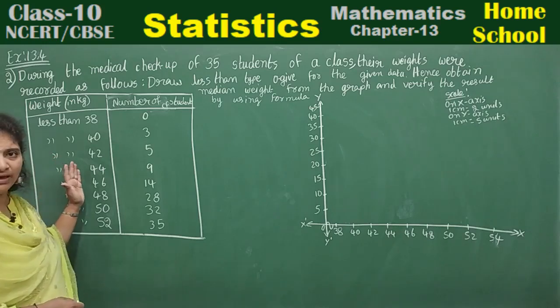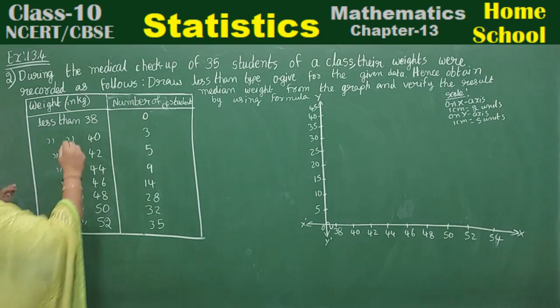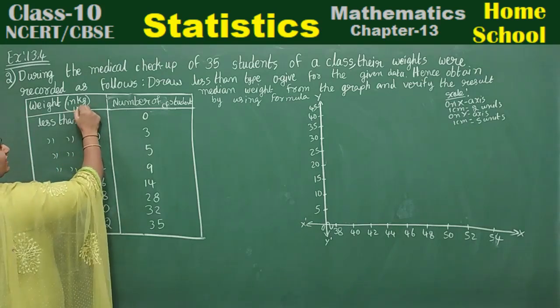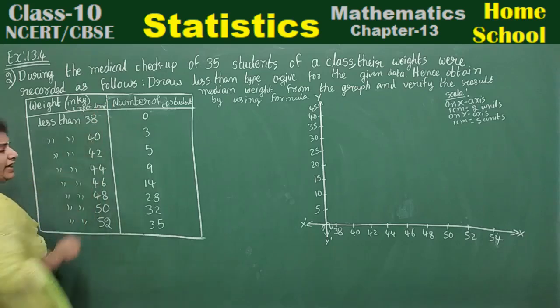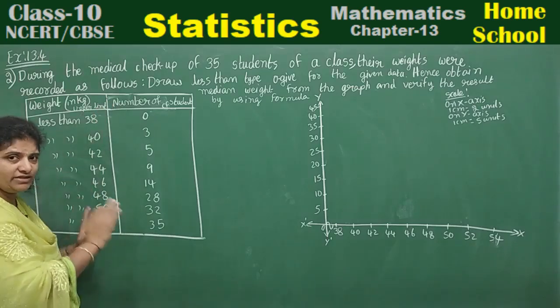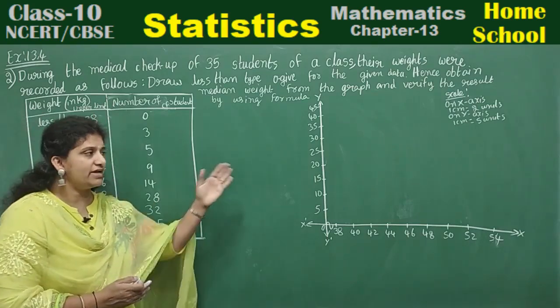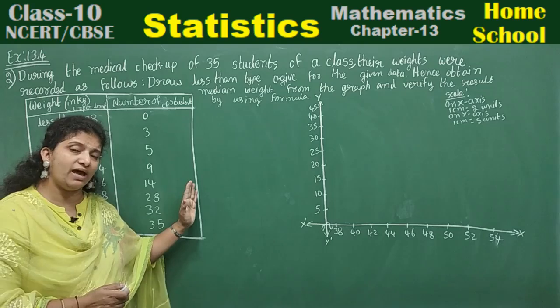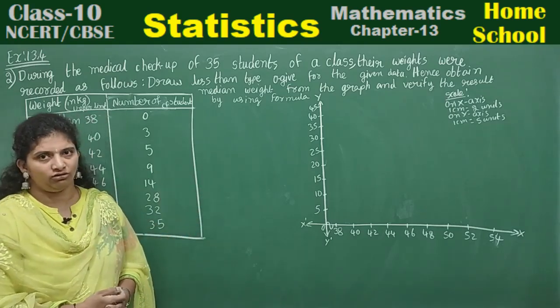And in the same manner, they did not give you the class interval. They have given the less than 38. This is the upper limit directly given for you. So take it as it is, no need of changing any table. The same distribution, draw less than type ogive and then find the median by using graph, and then by applying formula, you can compare whether the answer you got is right or wrong.